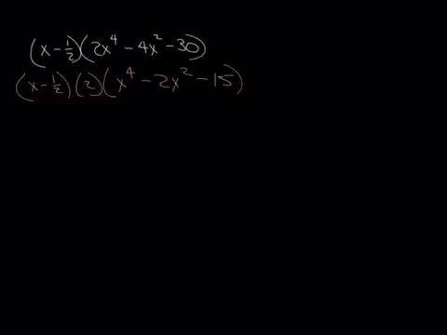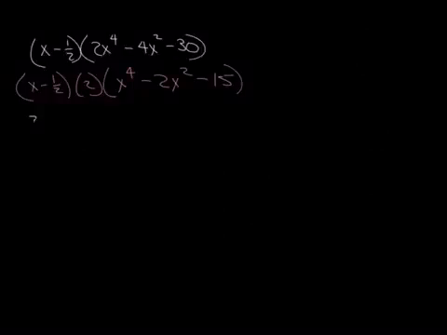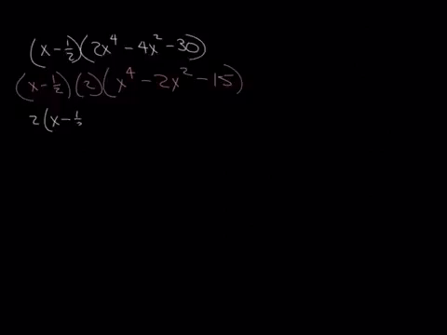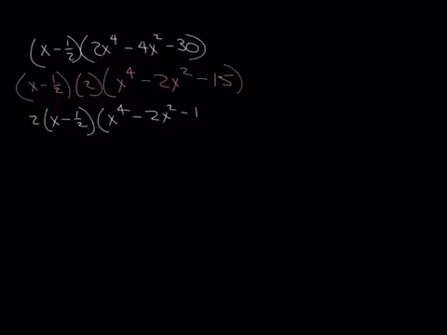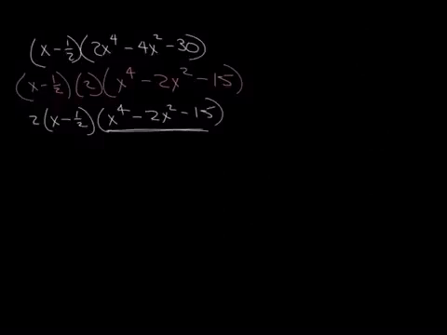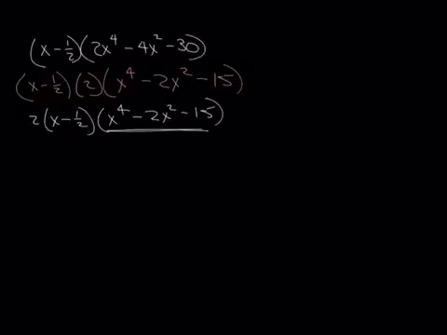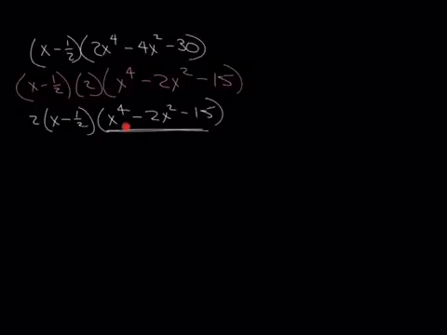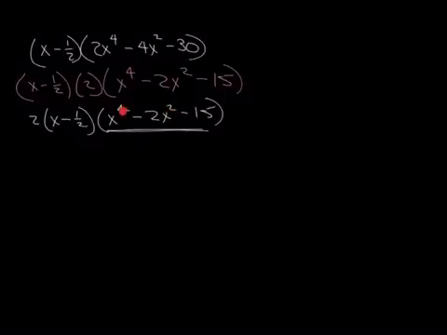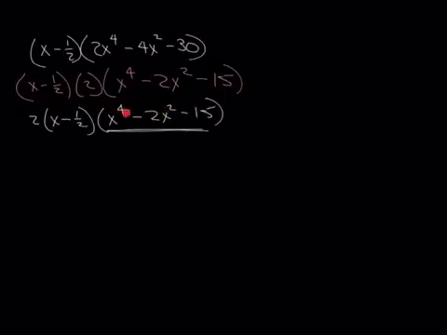Okay, so if we were to rewrite this, we've got 2x minus 1/2 times x to the fourth minus 2x squared minus 15. Alright, let's look at this. Now, normally we would keep doing synthetic division, but it's going to take practice for you to notice that when I have even exponents, like here, a 4 and a 2, or if I had a 6 and a 3 or something like that, I can use a little trick so that I don't have to do any more synthetic division.